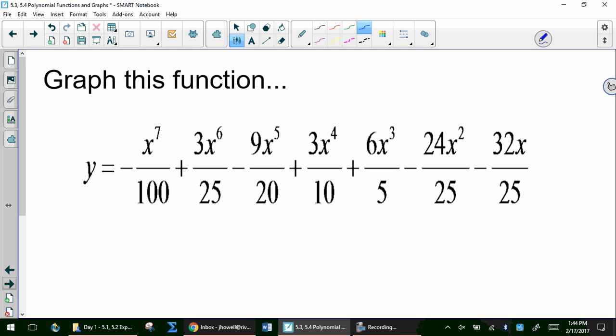I want us to think about this function. Negative x to the 7th over 100, plus 3x to the 6th over 25, and so on. Don't write this down, just look at it. What do you know about this graph?